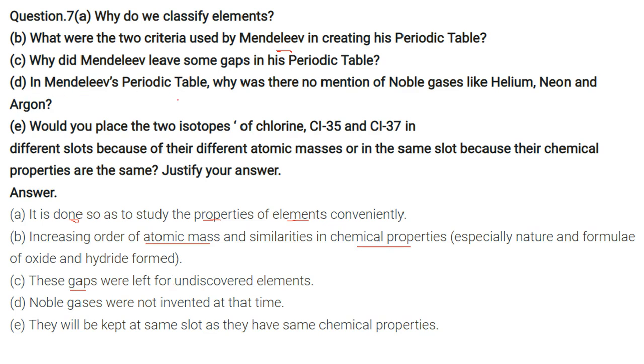In Mendeleev's periodic table, why was there no mention of noble gases like helium, neon and argon? The straightforward reason is noble gases were not discovered at that time. So there was no indication or discussion. Would you place the two isotopes of chlorine, Cl-35 and Cl-37, in different slots because of their atomic masses, or in the same slot because their chemical properties are the same? Justify your answer. They will be kept in the same slot as they have the same chemical properties.